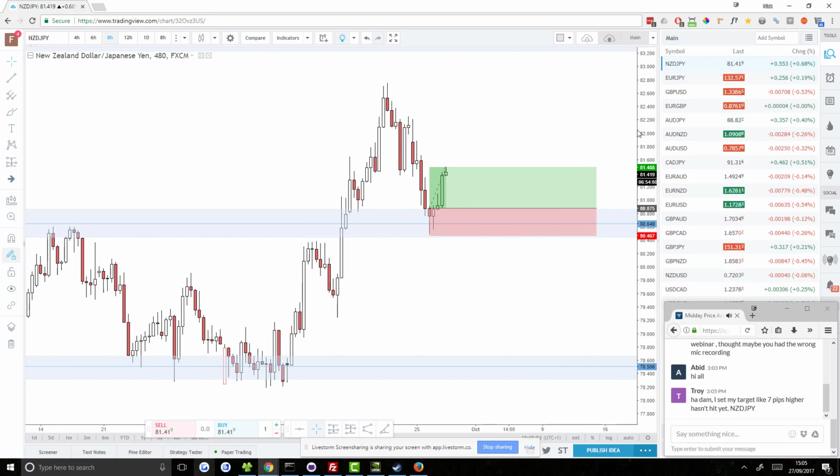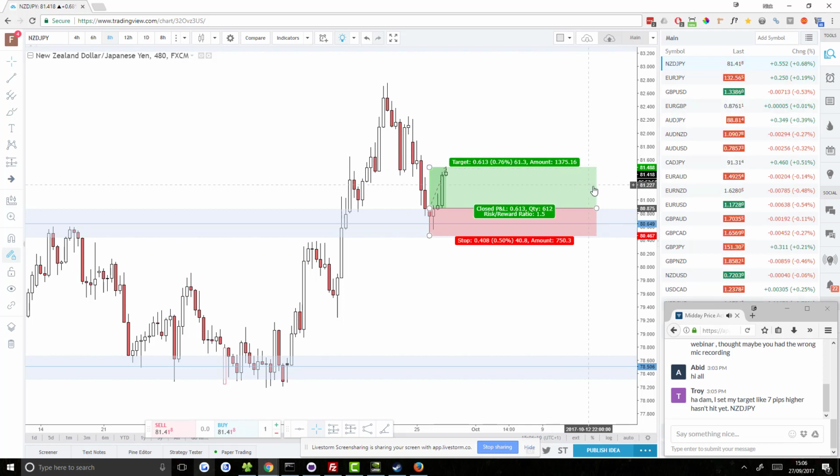Actually, no. Before we talk about reversal setups, I want to talk about the reversal setup that I shared with you guys yesterday. Yesterday, I shared some potential setups. New Zealand JPY was one of them. New Zealand JPY has actually ended up being triggered and going pretty well so far.